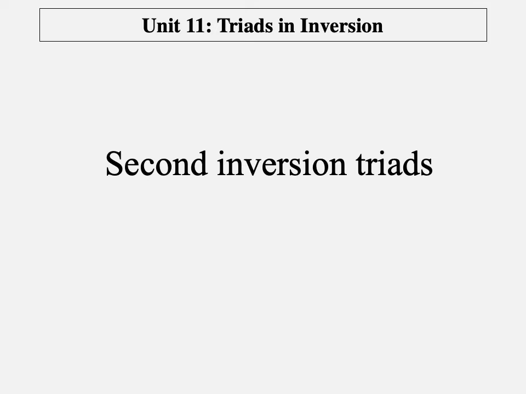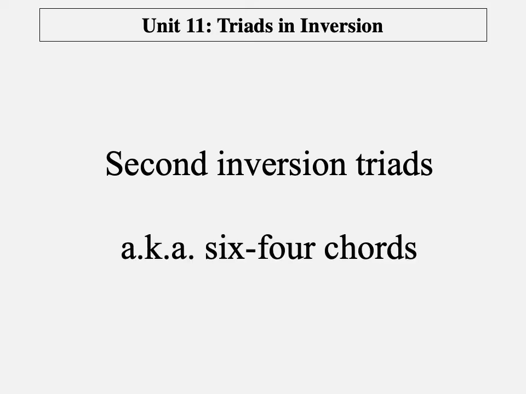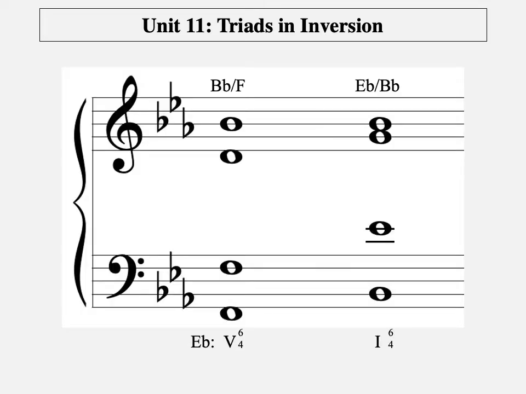Second inversion triads are also known as 6/4 chords. As you may recall, that 6/4 is the figured bass symbol for second inversion triads. And on this staff, we see two different triads written in second inversion. Both of them have the appropriate pop chord symbol and the appropriate Roman numeral with the 6/4 figured bass symbol afterward.